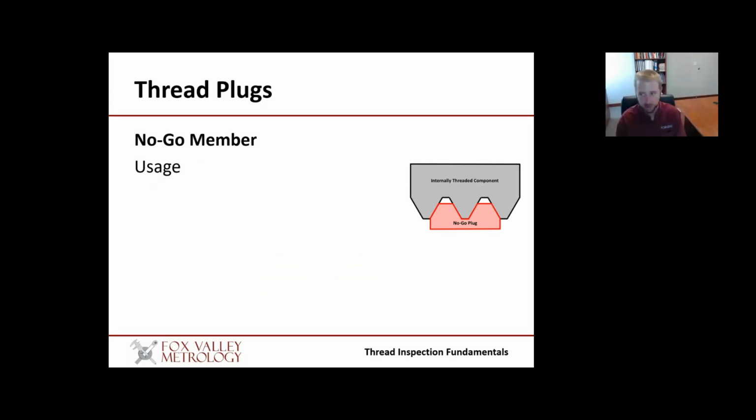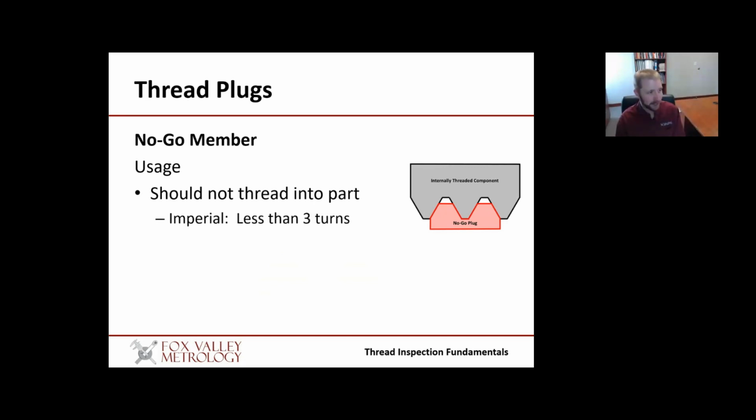So how do you actually use the no-go thread plug? As I mentioned multiple times already, this should not thread into the actual threaded component. So what does that actually mean? Well, it's separated into two different classifications, one for imperial and one for the metric designation system. In the imperial world, this means that you shouldn't be able to thread that no-go plug in more than 3 turns. And the metric system defines this by saying that it should have a definitive drag before the second turn. Now, again, you guys need to be able to use a good sense of what this should be.